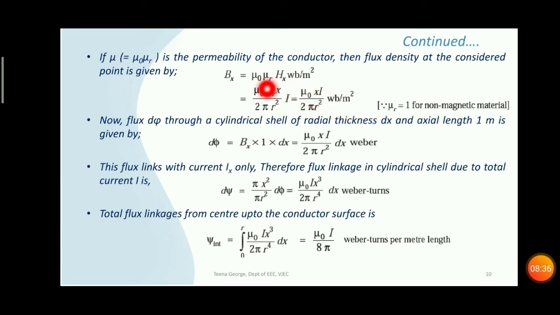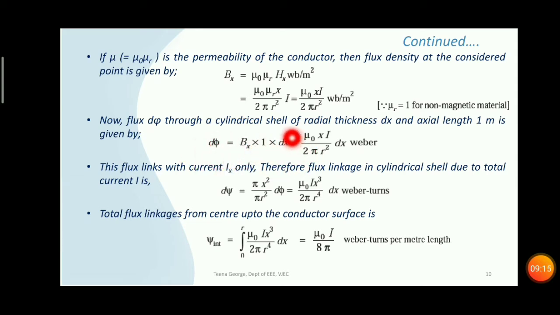Then we have found Hx. Now B equal to mu H, or Bx equal to mu 0 mu r into Hx. Hx is x by 2 pi r square into I. Substitute that. Then mu r equal to 1 for non-magnetic material. So Bx equal to mu 0 x I by 2 pi r square Weber per meter square. That is magnetic flux density. Our aim is to find the magnetic flux.